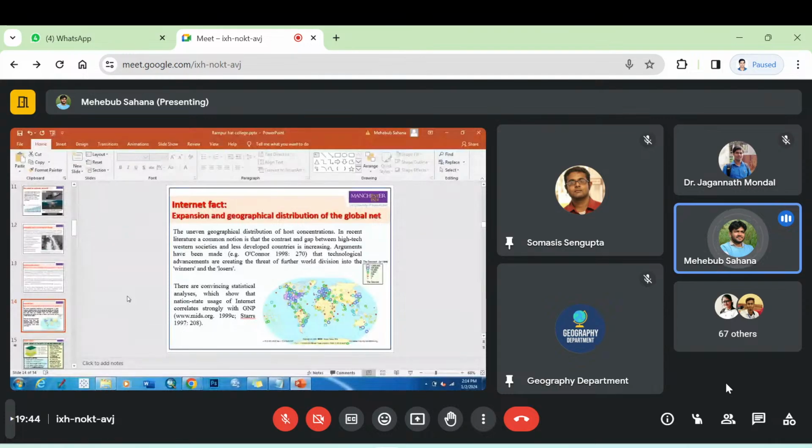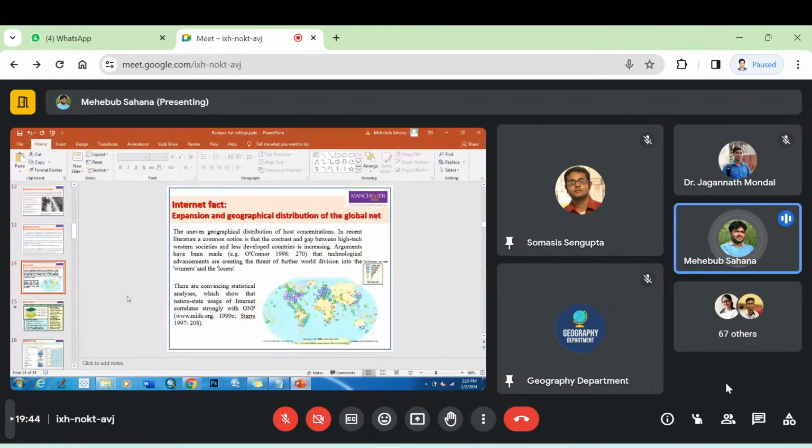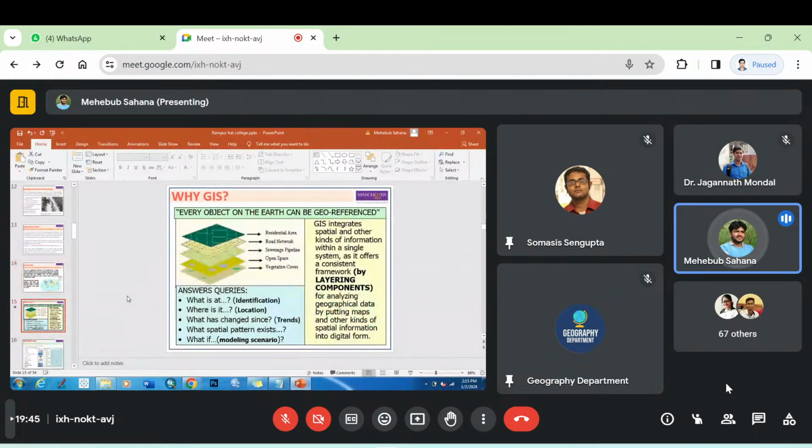Maybe my words seem a bit odd, what I am talking about, how I am linking all these subjects, maybe sometimes, but yeah, I'm trying. Okay, I'm going back to the background a bit: why GIS, why artificial intelligence, why AI, why big data, and why the internet. Okay, so a bit of background: every object on the earth can be georeferenced.